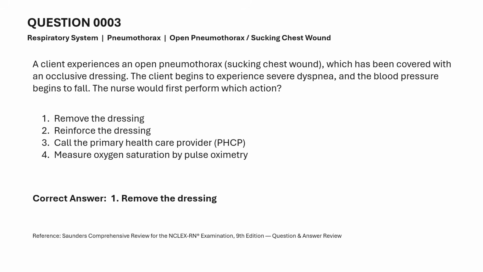During inspiration, intrathoracic pressure decreases below atmospheric pressure. Normally, this pressure difference draws air through the airways into the alveoli for gas exchange. With an open chest wound, however, there is an abnormal opening between the atmosphere and the pleural space. Outside air can enter the pleural space directly through the wound.